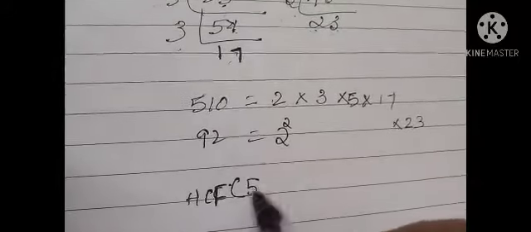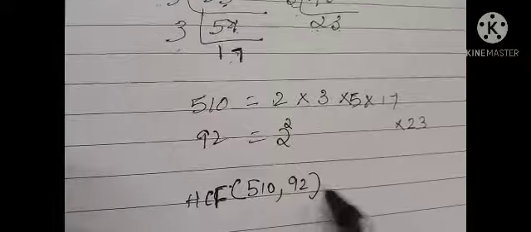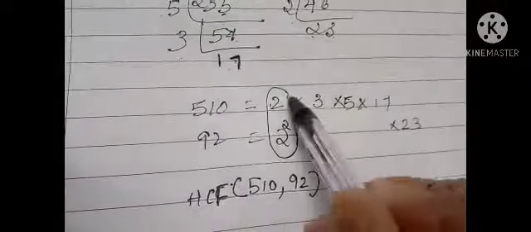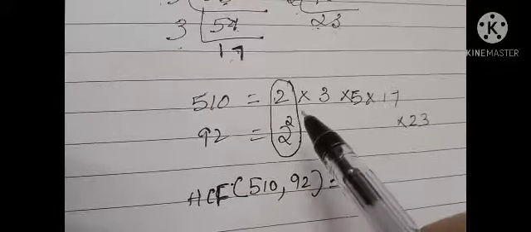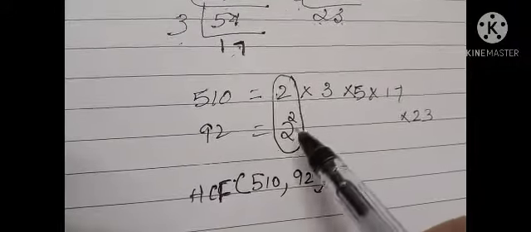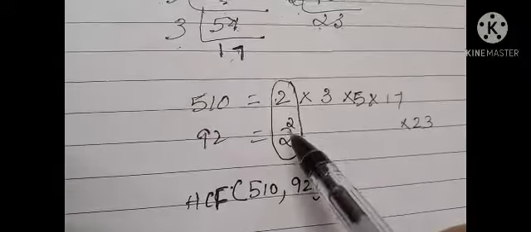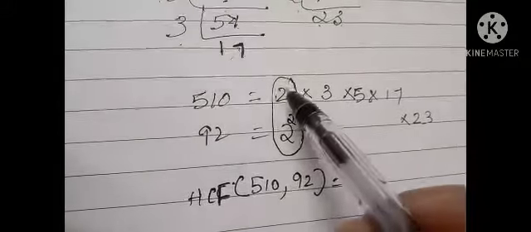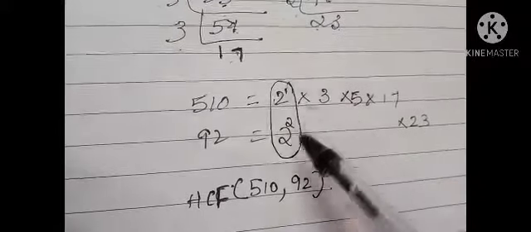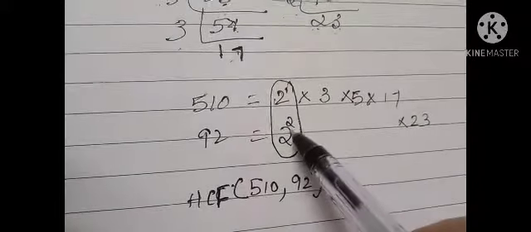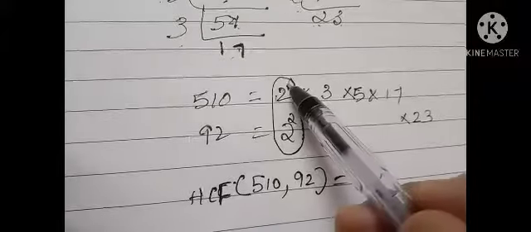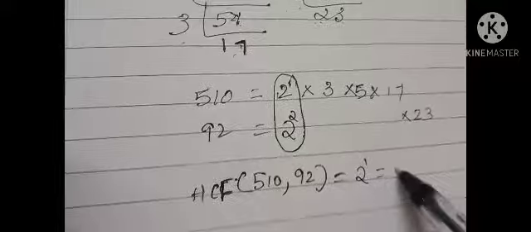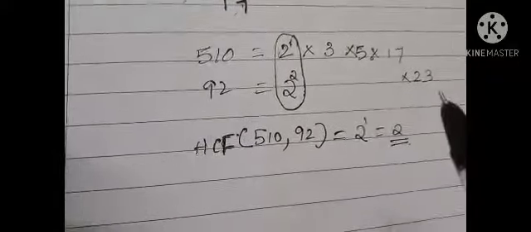HCF of 510 and 92. So we have to take the common factor. Here 2 is the common factor. Then the common factor with the minimum power, that is the HCF. Here 2 means power is 1, here 2 power is 2. Which is minimum power? That is 1. So we have to take minimum power, that is 2 raised to 1 equal 2. That is the condition.